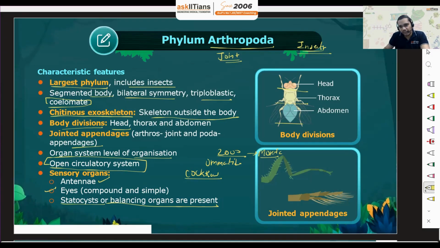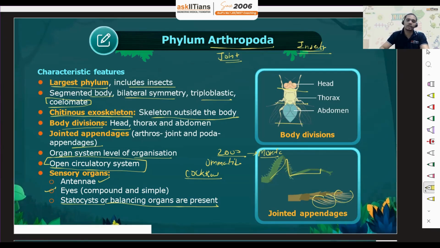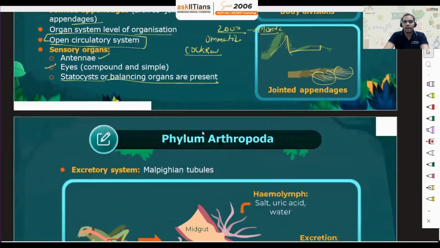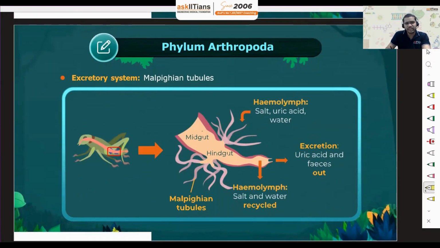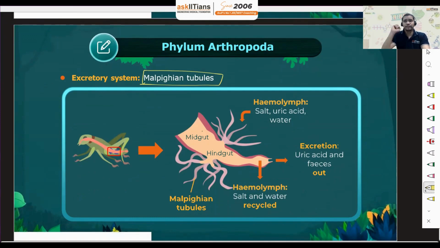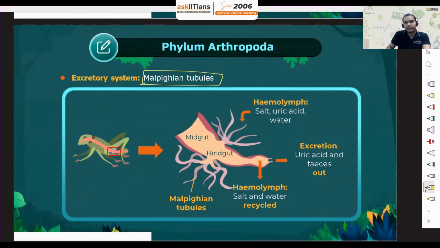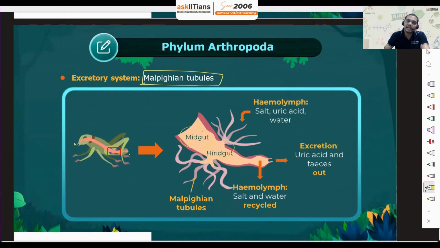So joint appendage, can you see that? They have joint appendages. That is what we can say is the unique characteristic of the Arthropoda. Then in phylum Arthropoda, the excretory system is the Malpighian tubules, flame cells, nephridia; now, Malpighian tubules. Can you see that they have a mouth and the anus also? So they have a midgut and hindgut. At the hindgut, they have Malpighian tubules.